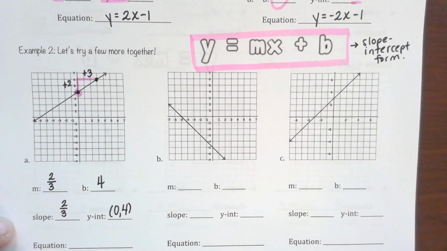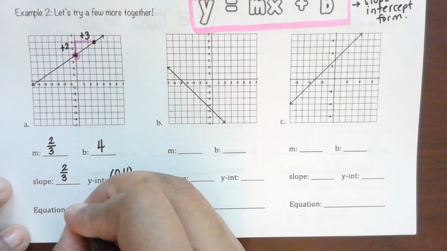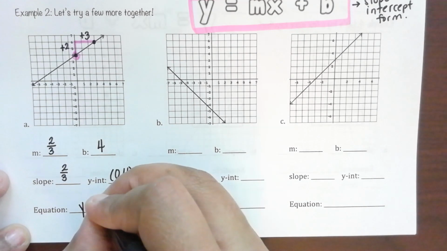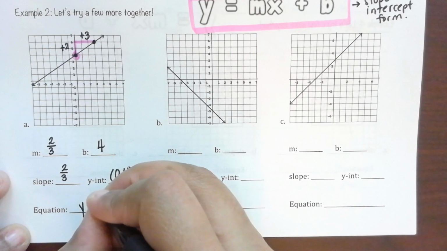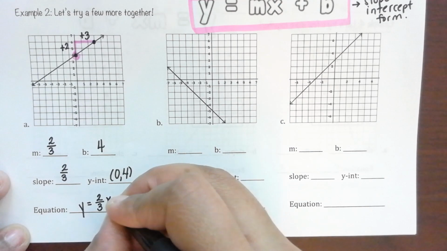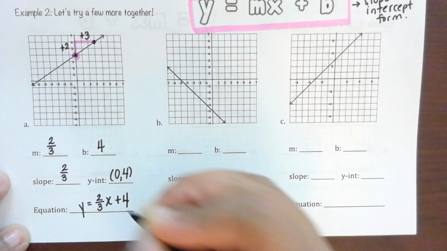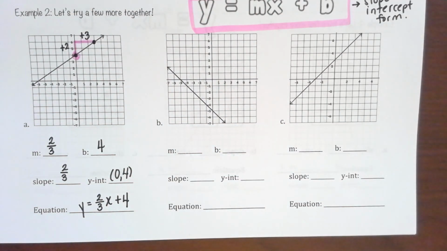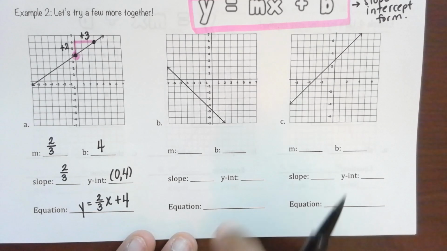So I can write my equation, right? Yes. So what does it start with? Y equals 2/3, because that's m, right? Followed by x plus 4. Plus 4, because that's my b. What do we think? How do we feel? We're feeling good? All right, let's look at this one, right?